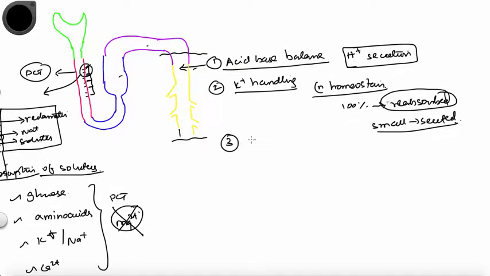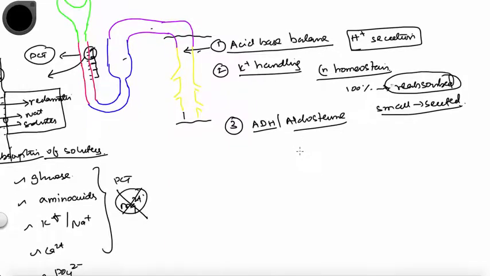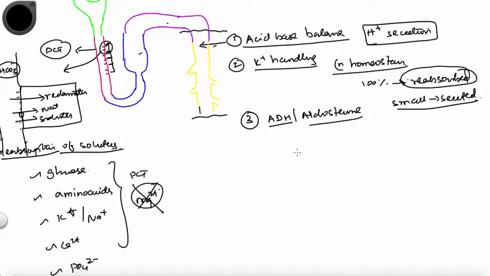And number three is the two important hormones that act. One is ADH and the other is aldosterone. This distal part of the nephron is the site of action of these two important hormones, antidiuretic hormone, ADH, and aldosterone.